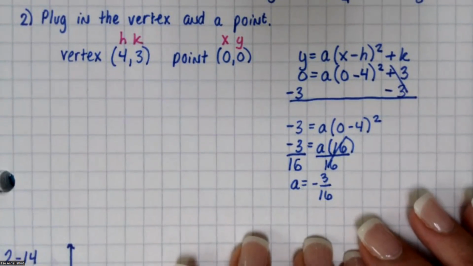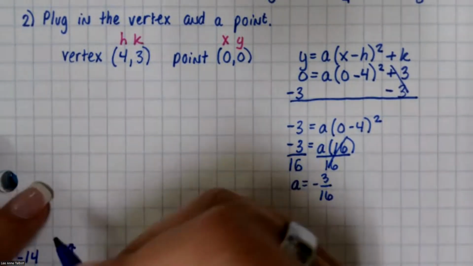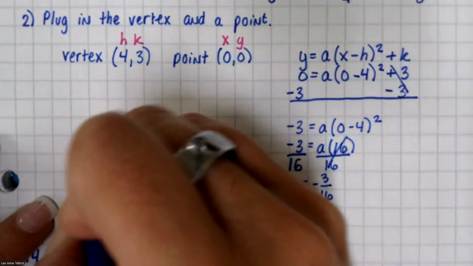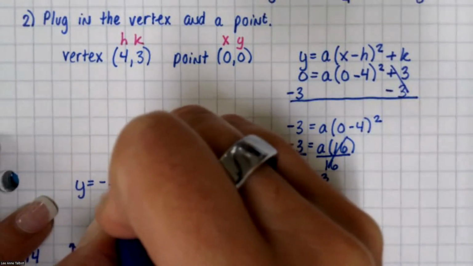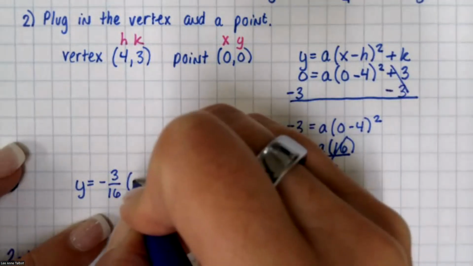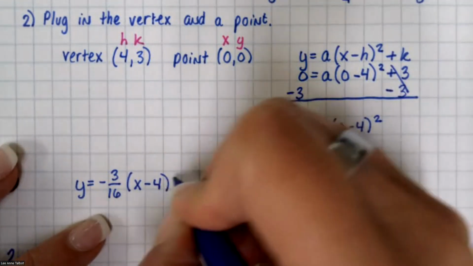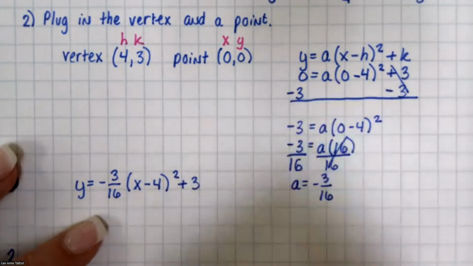You good? Okay, so the last step here is to write the equation. Y equals -3/16 (x minus 4) squared plus 3.